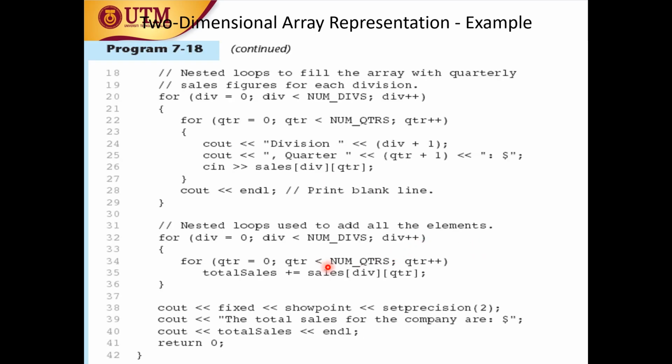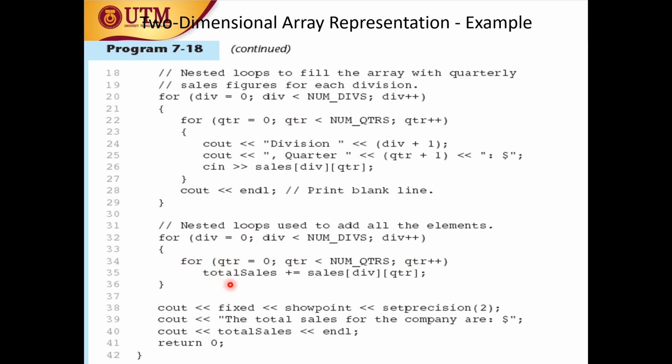And then in order to print it, and to calculate the total sale, we need to add every single element together into the total sale. So we open another loop just like we did before, and then another loop for the columns.